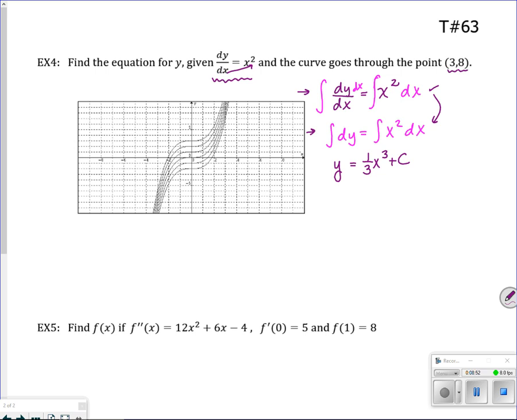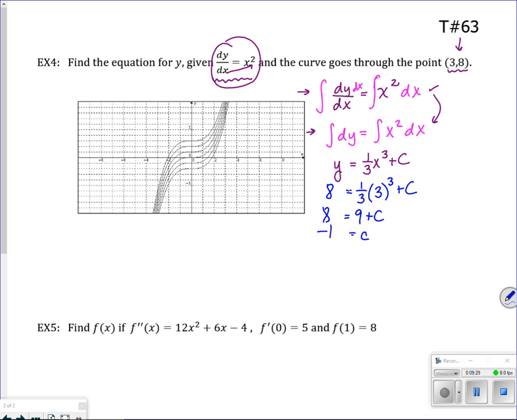Now that is called the general solution to the differential equation because all you use is this part. But this is called an initial condition. I'm going to use that initial condition and I'm going to plug in 3 for x and 8 for y, and I can then use that to solve for c. And so 3 cubed is 27 divided by 3, that would be 9, plus c is equal to 8. So c is equal to -1.